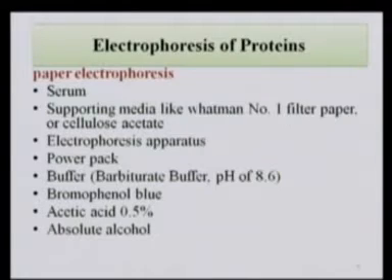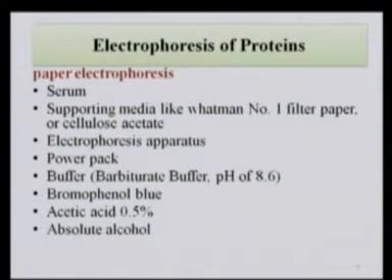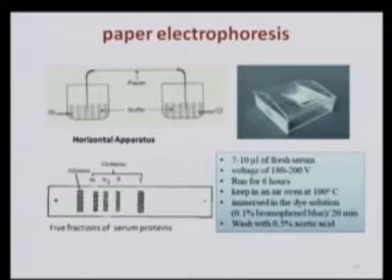As we said, in this session we will be focusing more on the separation of proteins. So let us first begin with the separation of serum proteins by using paper electrophoresis. The various components required to perform serum electrophoresis are like this. One is the supporting media, nothing but Whatman number filter paper. The other one is the electrophoresis apparatus, then a power pack, and then a buffer system, bromophenol blue, acetic acid and absolute alcohol. These are the major requirements to perform paper electrophoresis.